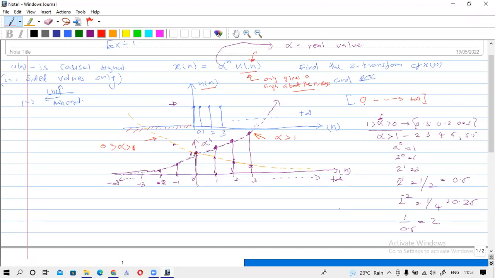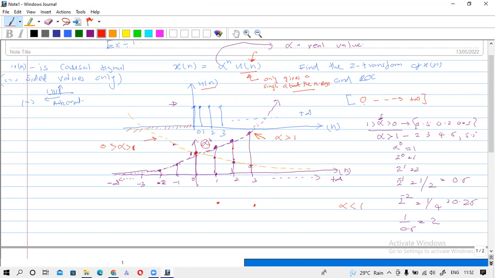What happens if alpha is a negative value? That means alpha is less than 0. You will get both plus and minus samples. So your first sample will be plus, your second sample will be minus, your third sample again will be a plus value, the next again a minus value, and so on. So you will get this kind of pattern. What I want to tell you is that the pattern of the signal mainly depends on alpha.